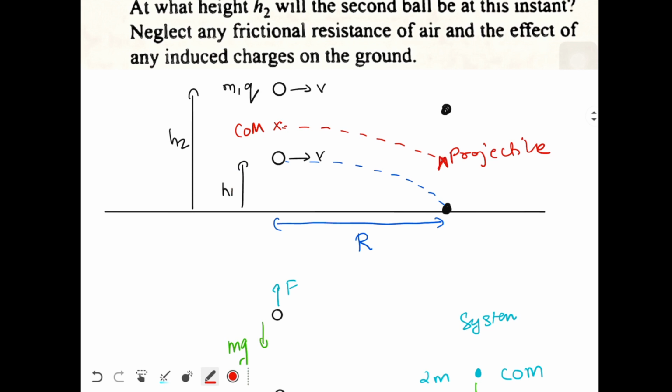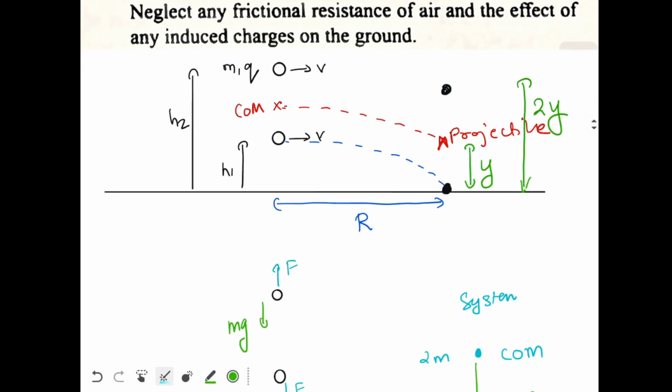Then if center of mass is at a height y from the ground, then the second particle will be at height 2y, because both of the particles have same mass, so center of mass will be always in between them. So this much part is clear, that if we know the y for center of mass, we can know the position of the second particle. Now how do we do that?